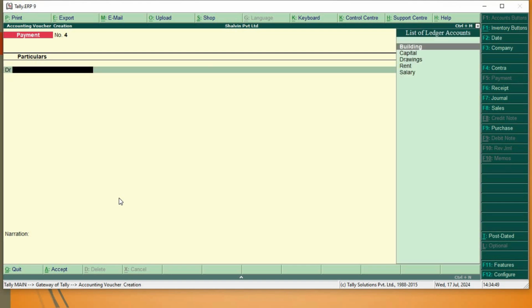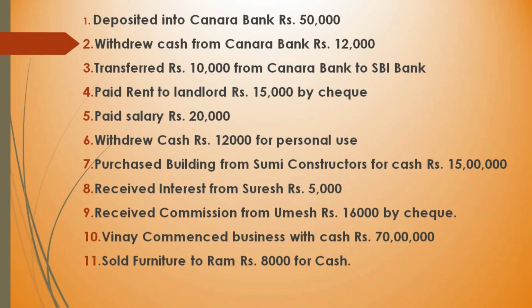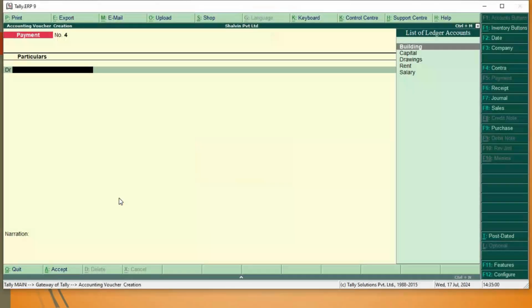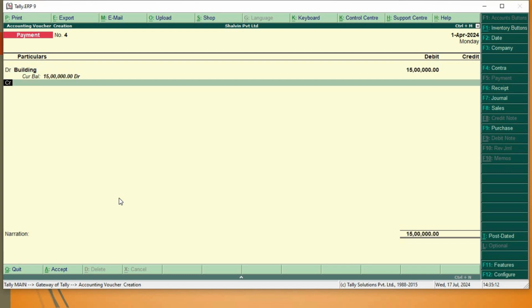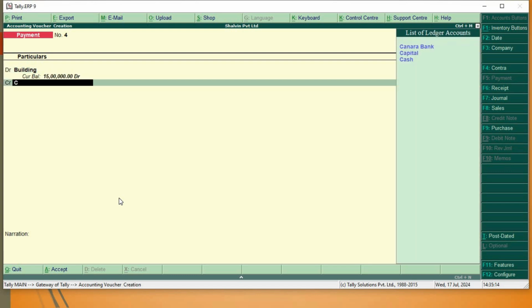And just accept this. So next voucher, we have purchase building from Sumi Constructors for cash. We have already created ledger for this. One is building, the other one is cash. So debit side, building. The amount will be 15 lakhs. Credit side is cash. If you're buying any asset for cash, that will be entered in payment voucher.